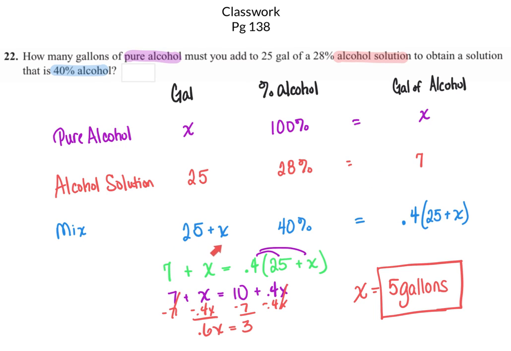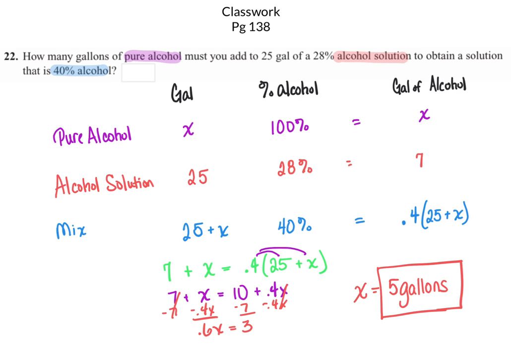Then I have 25 plus X times the 40%. So 0.4, always change these to decimals, times that group. And then these two added together should equal this one. So X plus 7 or 7 plus X equals 0.4 times this. And now I'm just solving.